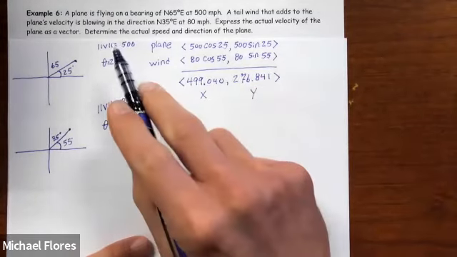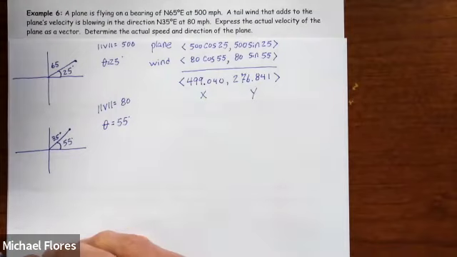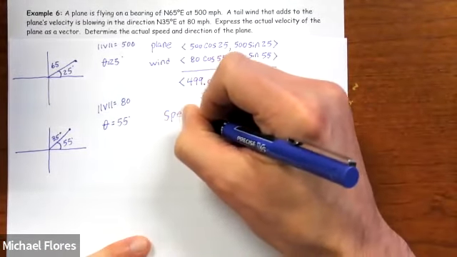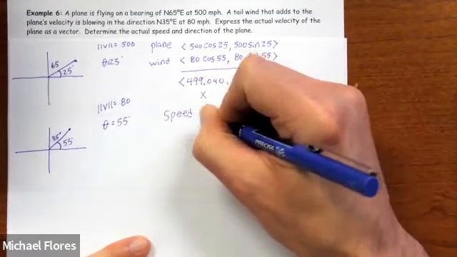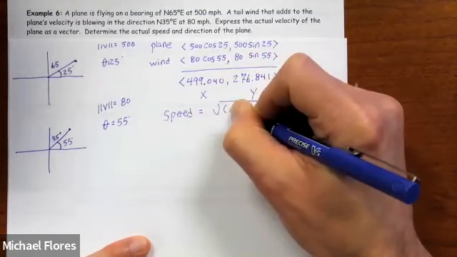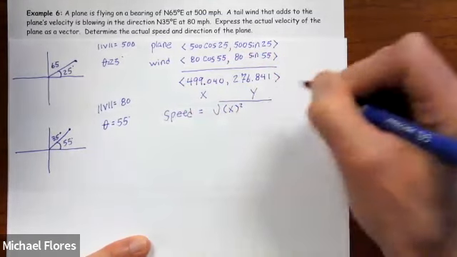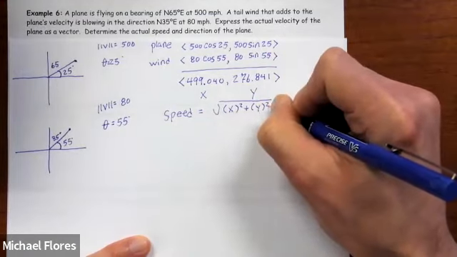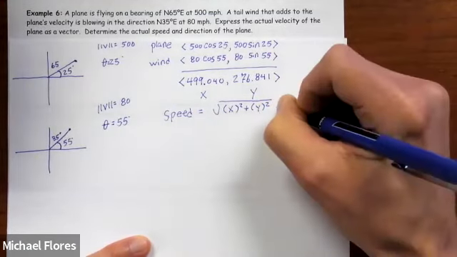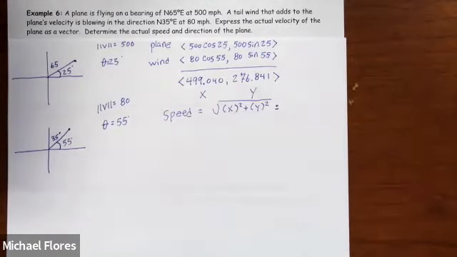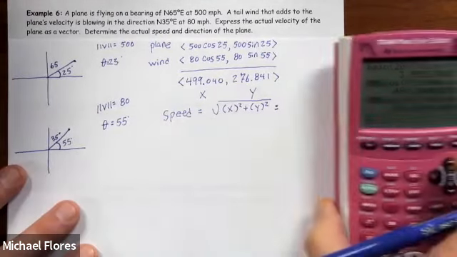If we're now going to determine the actual speed, what you're going to want to do is take the square root of your x value squared and your y value squared. If you do that process, you're going to get your speed, your velocity, your magnitude, whatever word you want to use. So let's do that.